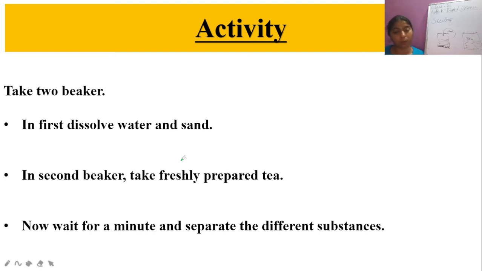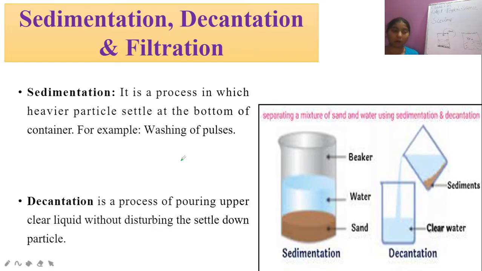So let's see what kind of process is used to separate these substances from each other. We have some processes like sedimentation, decantation and filtration. So let's talk about them one by one. First we have sedimentation.